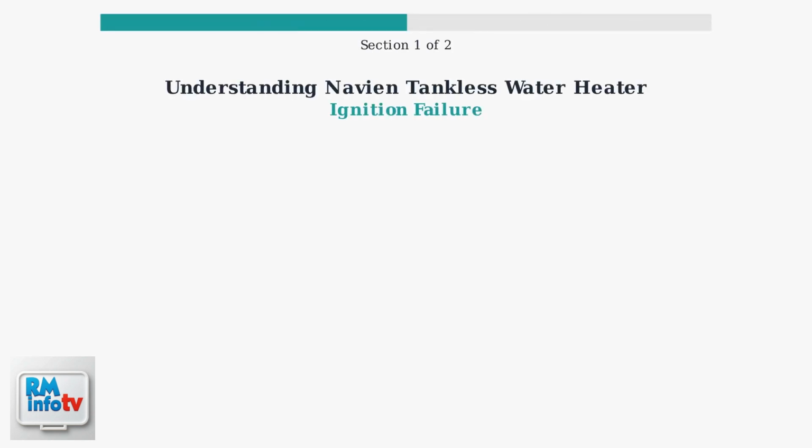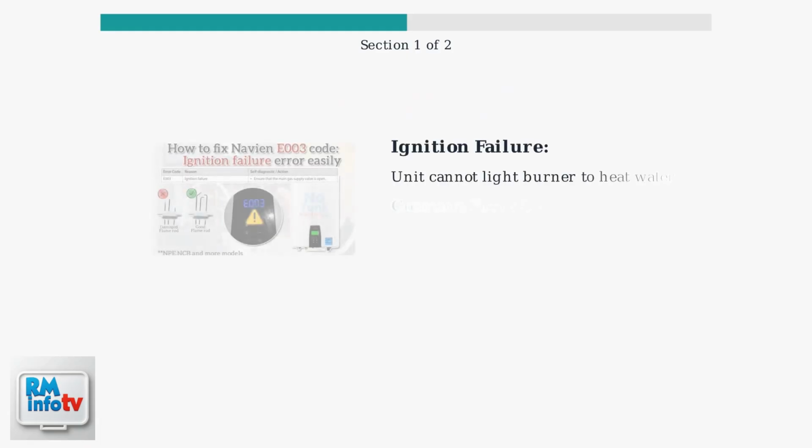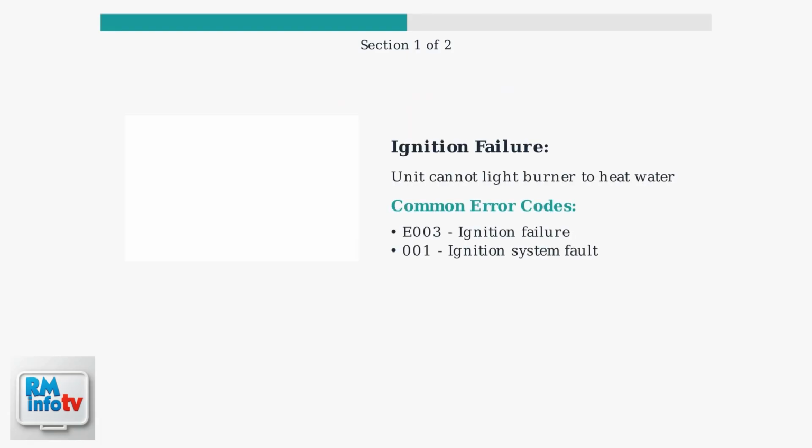Navien tankless water heaters are highly efficient units that heat water on demand. However, they can experience ignition failures that prevent proper operation. Ignition failure means the unit cannot light the burner to heat water. This is typically indicated by error codes displayed on the unit's control panel.